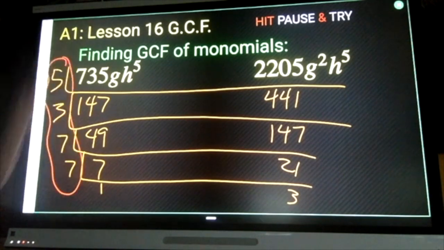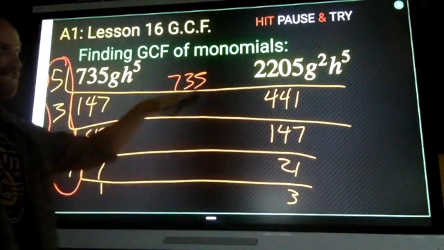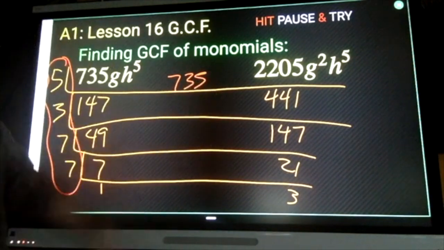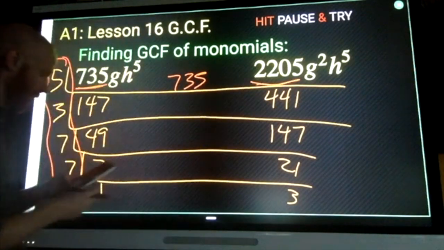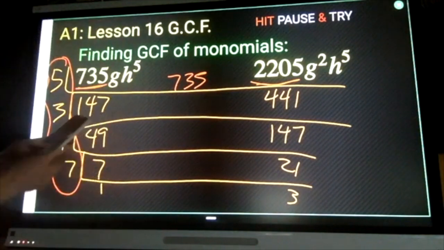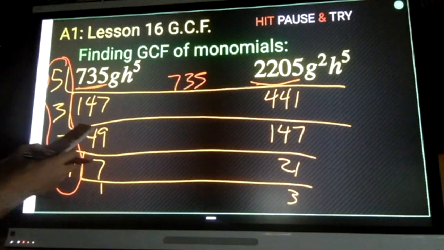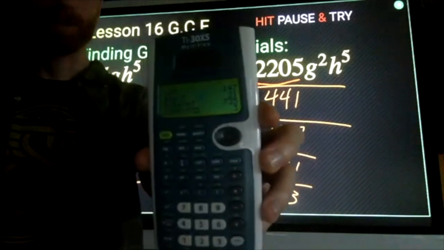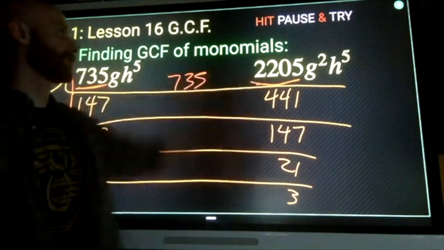These numbers on the left side, if I multiply them together, I will get my GCF. So we got 5 times 3 times 7 times 7. All right, 735. 147 is a common factor, but 735 is the greatest common factor. All right, and sometimes that happens if one of your numbers actually divides into your other number. Let me double check again with the calculator and make sure that that's true. 2,205 divided by 735 should give me 3, all right, which it does. So this thing is a factor of itself, and it also divides into that, all right?